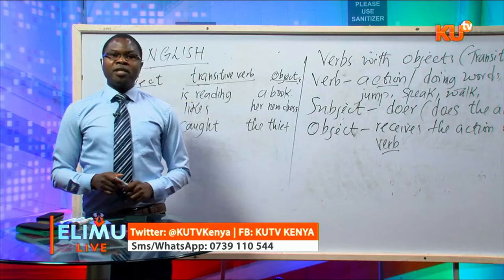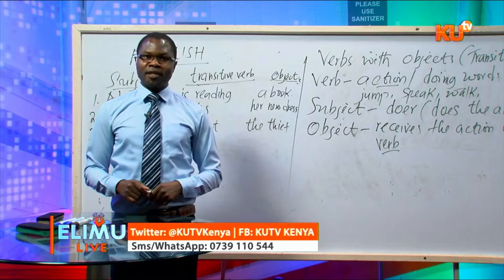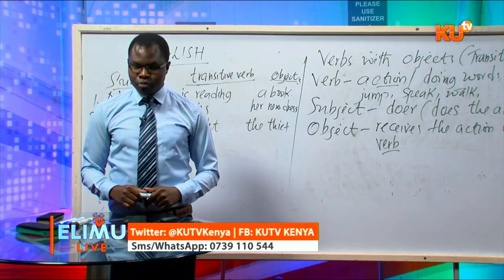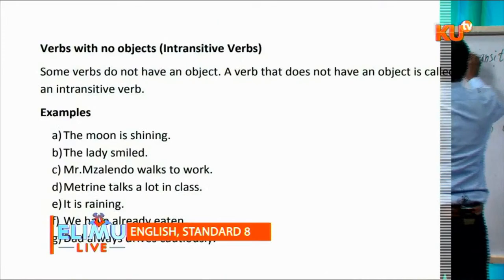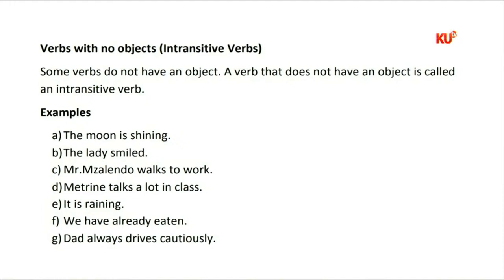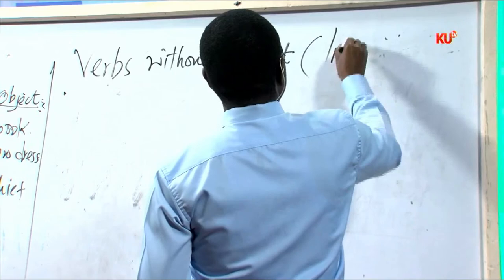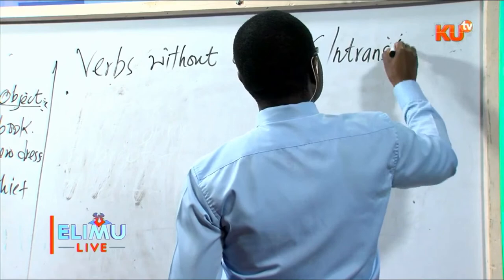But we have also other verbs that do not take objects. We call them verbs with no objects or intransitive verbs. The other group, as we look at sentences this morning, are called verbs without objects, or intransitive verbs.